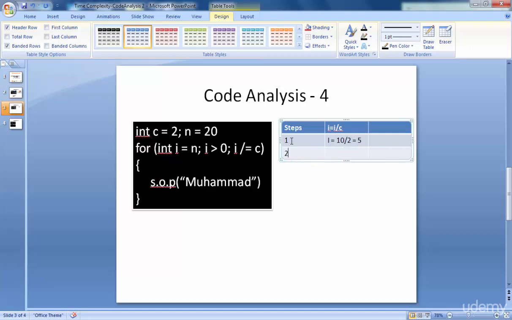At step 2, what we have, 5 divided by I is equals to 5 divided by 2. It is near about 2.5. I'm taking 3. And step 3, I is equals to 3 divided by 2, and it's equals to 1 point something.